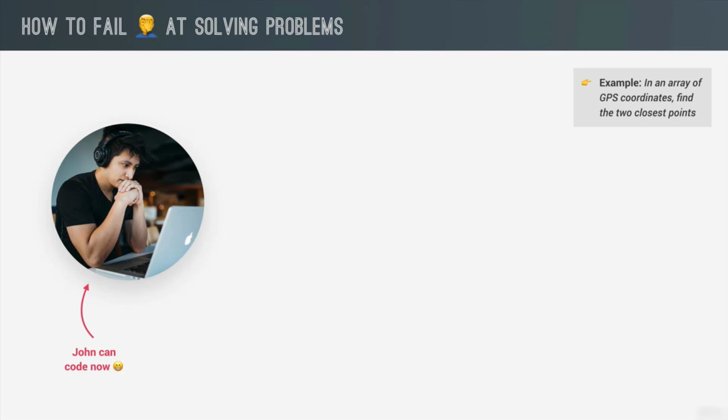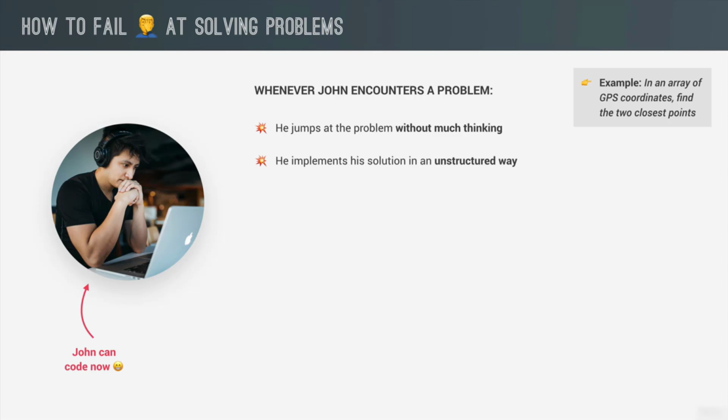So problem solving does not mean to fix coding mistakes or bugs, alright? Anyway, whenever John encounters a problem that he needs to solve, he usually just jumps at the problem without much thinking. He also implements his solutions in an unstructured way without much of a logical approach. This makes him stressed out when things don't work right away.